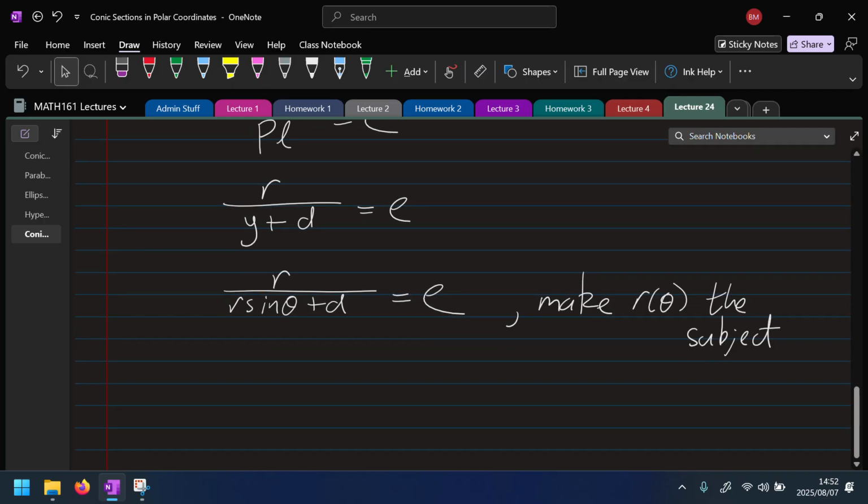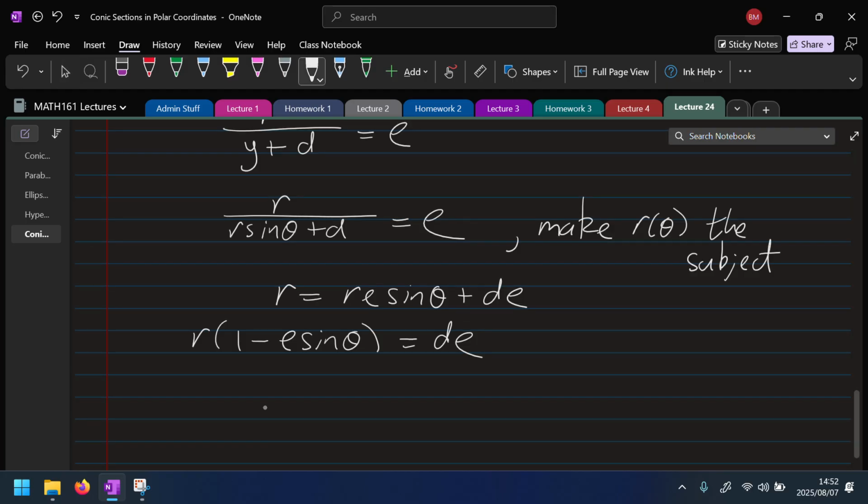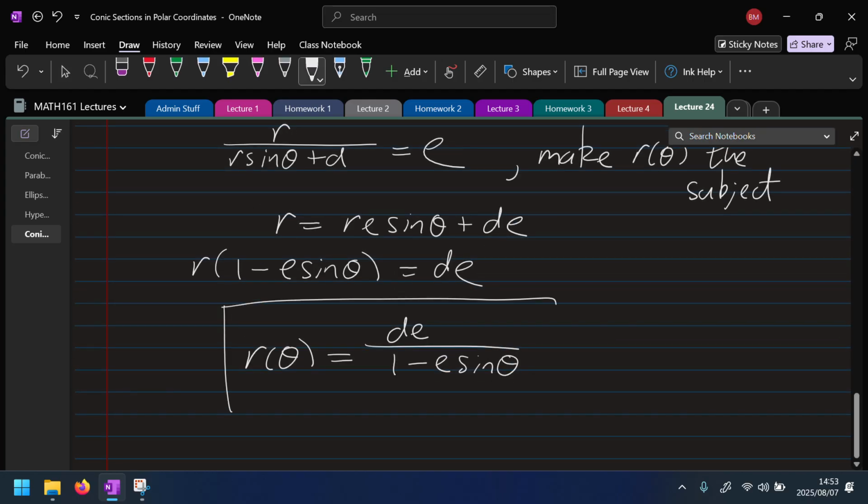So let's take that denominator over to the other side. So we're going to have r is equal to re sine theta plus de. So we just took that over there. Then the re sine theta, we're going to take over to the other side. And then we'll divide by that bracket part. And that's our polar form.